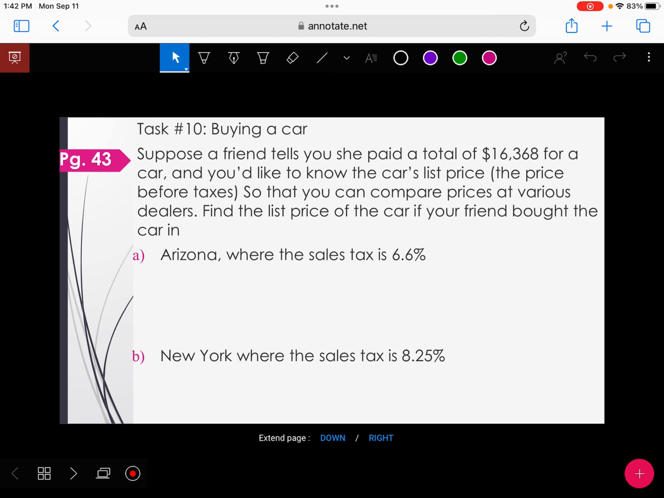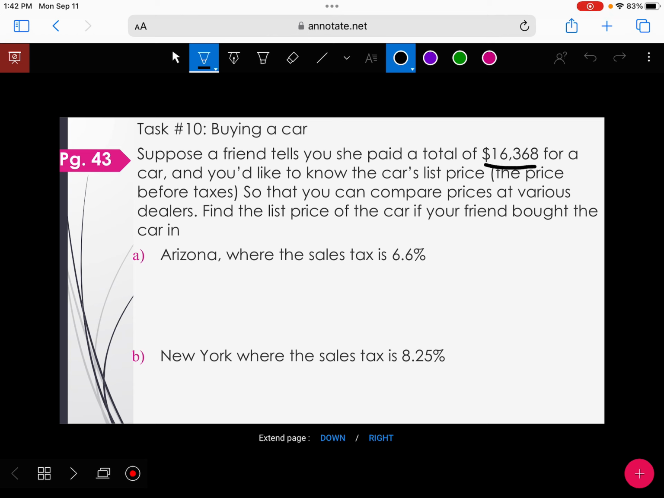So, this friend is in Arizona. Sales tax is 6.6%. She paid, the check came out of her bank account, it said $16,368. What was the number written on the window? So how much is it before tax? So how can we find that out? You're super close, because it's not that we're going to multiply the 16,368 by 6.6.